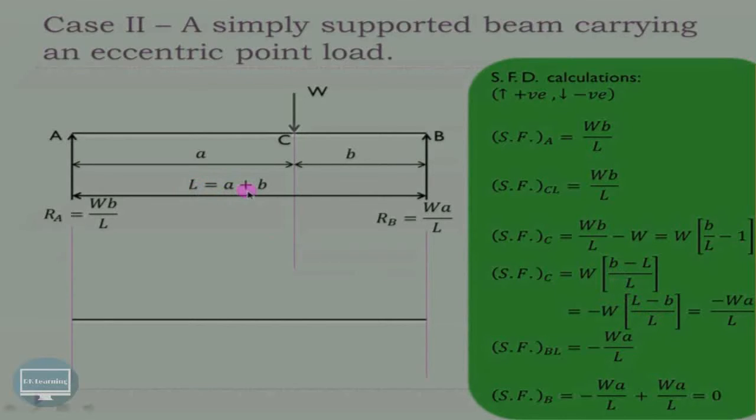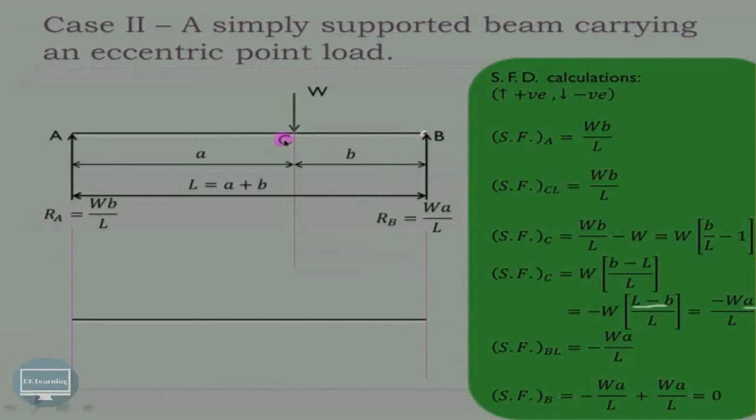But as you know that L is equal to a plus b. So L minus b is nothing but a. So for this L minus b, we can substitute. This L minus b is nothing but what? It is a. So it is minus Wa by L.